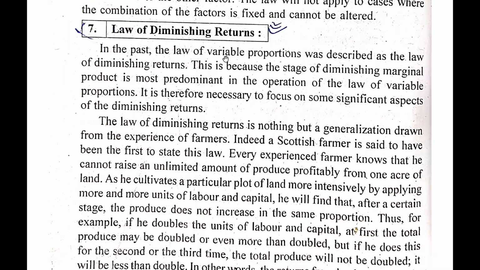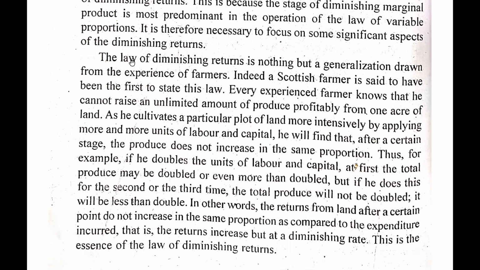In the past, the law of variable proportion was described as the law of diminishing marginal return, or we can say diminishing return. This is because the stage of diminishing marginal product is more predominant in the operation of the law of variable proportion. It is therefore necessary to focus on some significant aspects of the diminishing returns. Guys, the law of diminishing returns is nothing but a generalization drawn from the experience of farmers. Indeed, a Scottish farmer is said to have been the first to state this law.